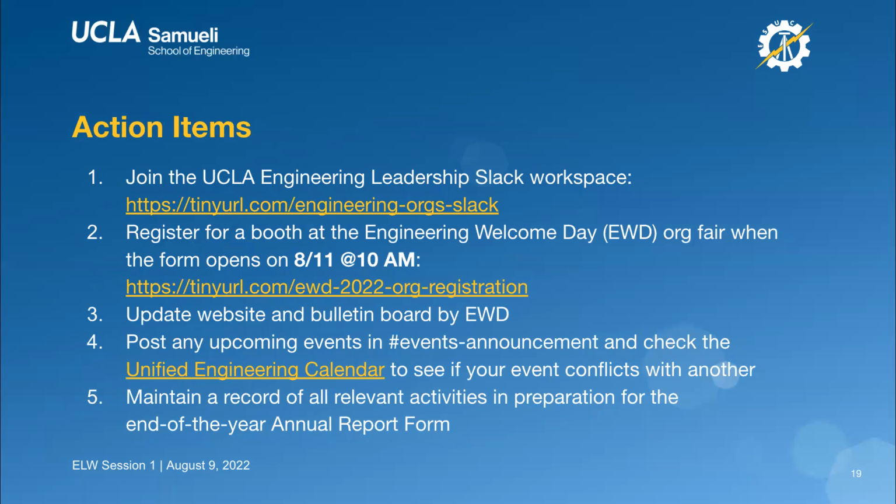To wrap up, here's a list of things we strongly recommend student organizations to complete for the upcoming school year. This includes joining the UCLA Engineering Leadership Slack, registering for a booth at EWD, and having your website and bulletin board updated by EWD. We also recommend posting upcoming events in the Slack to populate the unified engineering calendar and maintaining a record of all your activities in preparation for the end of the year annual report form.